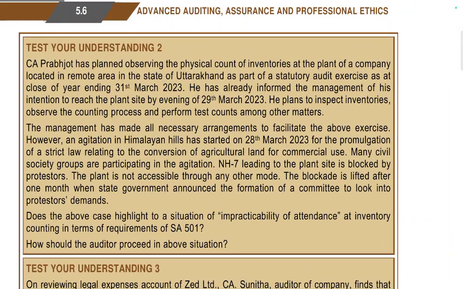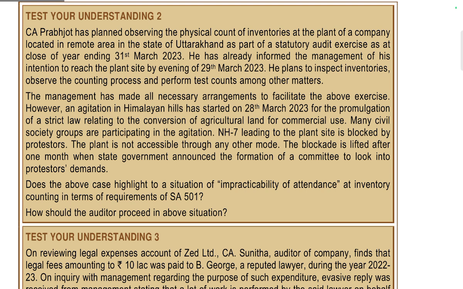Next, the auditor plans to observe the physical count of the inventory at the plant of the company, located in a remote area, as part of the statutory audit for the year ending 31st March. He has already informed the management of his intention to reach the plant site by the evening of 29th. He plans to inspect the inventory, observe the counting process, and perform test counts. The management has made all necessary arrangements to facilitate the above.